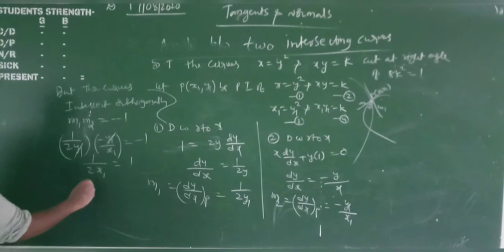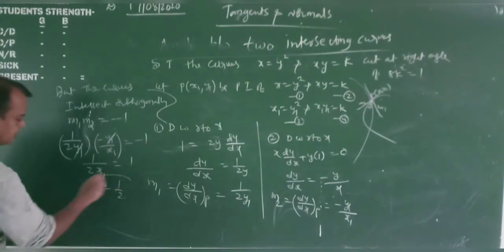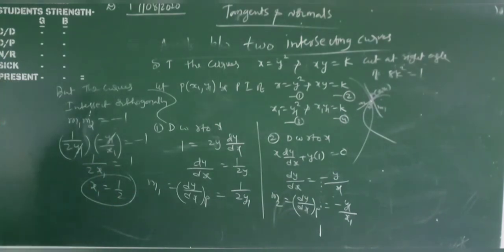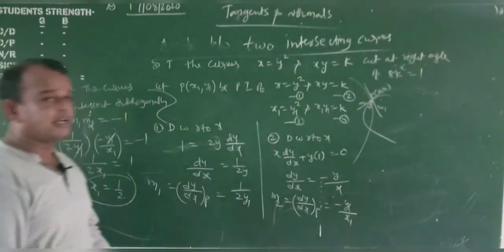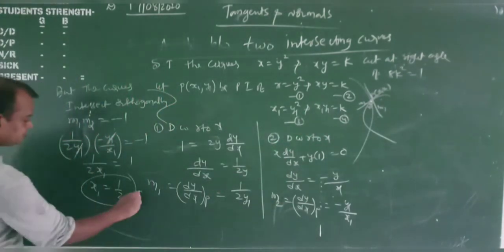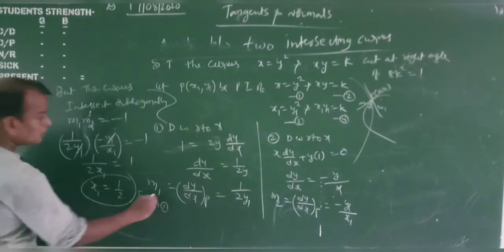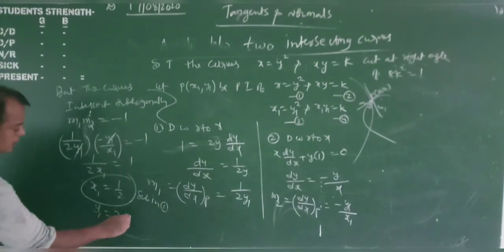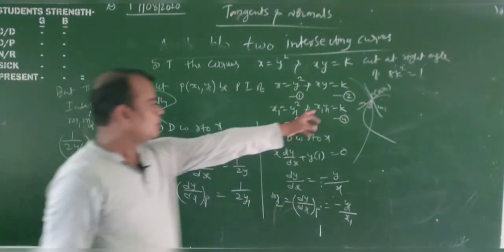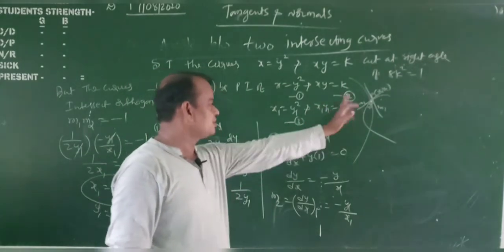Okay, my dear students. Now x1 is equal to how much? x1 is equal to 1 by 2. With x1 equal to 1 by 2, we find y1. Substitute in equation 4, x1 y1 is equal to k. The x1 value is 1 by 2, so 1 by 2 into y1 is equal to k, and y1 is equal to 2k.